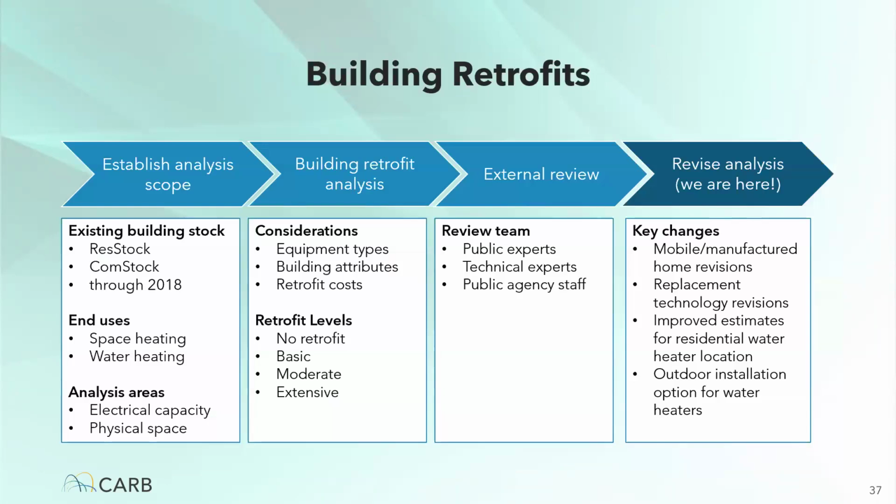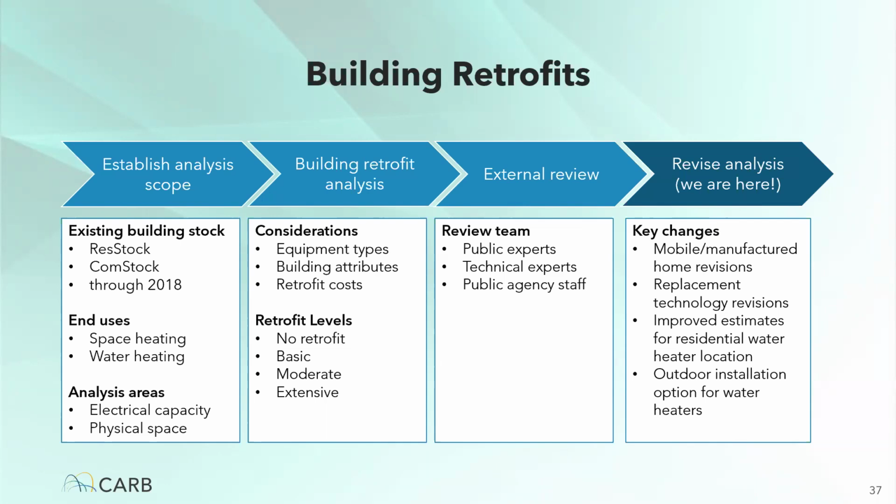Great, thanks, Sam. So in our retrofit analysis, we estimated how many buildings across California may need retrofits when replacing emissive equipment with zero-emission alternatives at the end of their useful life. Using California building data from ResStock and Comstock, we focused on 2 key retrofit triggers for space and water heating. The first is electrical panel and service capacity, and the second is physical space and ventilation needs for zero-emission equipment.